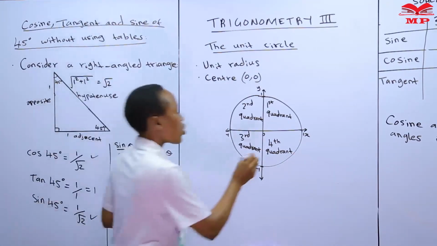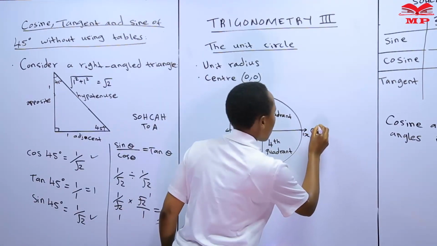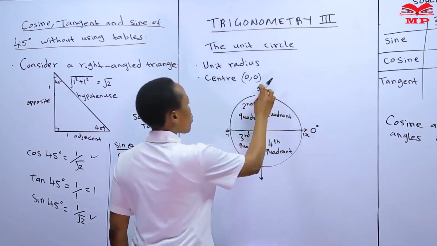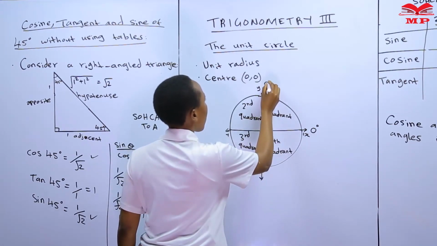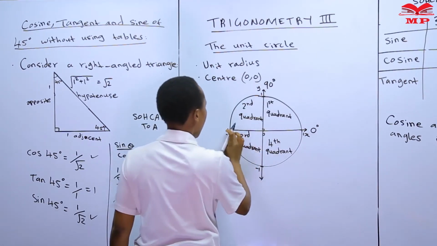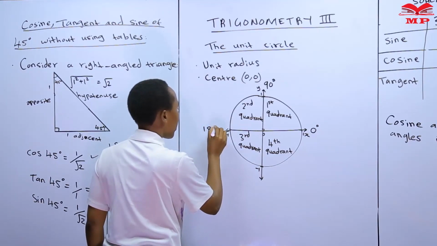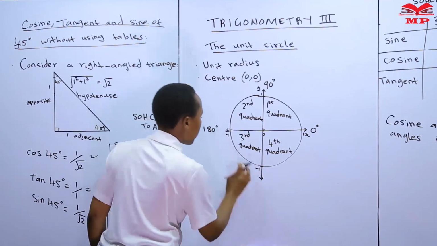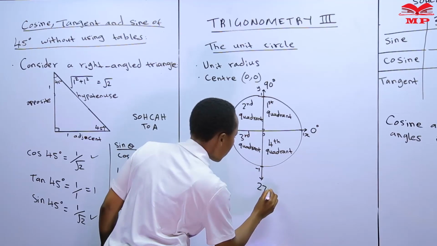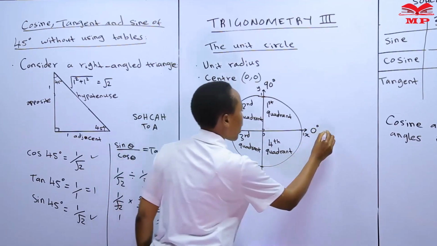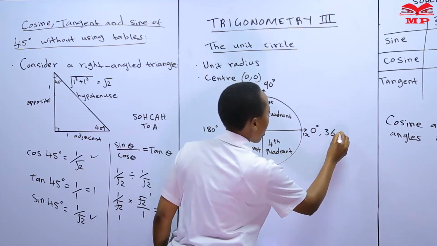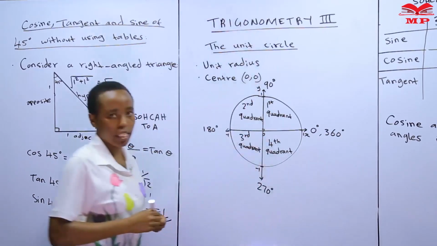So we start from this point here where we have 0 degrees. Then at this point here we have 90 degrees. At this point here we have 180 degrees. We have 270 degrees. And then back again here we have 360 degrees.